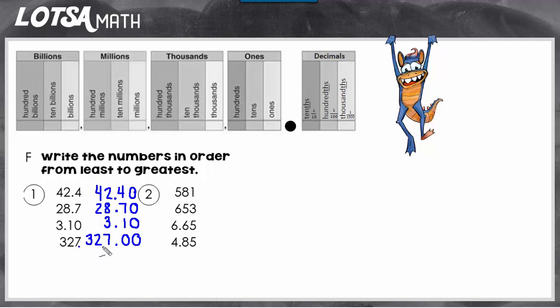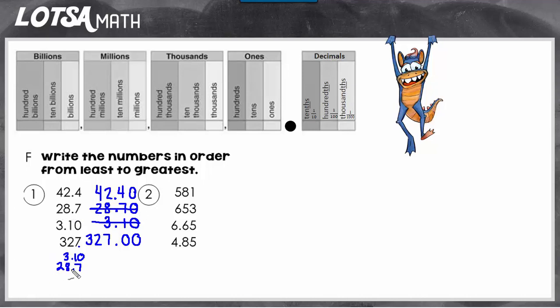Okay, so once we have them lined up, it's easy to see which ones are the greatest and which ones are the least. This is the only one that goes to the hundreds place, so it's going to be the greatest. And this is the only one that has a number in only the ones place, so it's going to be the least. So the least number is going to be 3 and 10/100. Okay, now we have 2 that go to the tens place, but we can see that 28 is less than 42. So our next number would be 28 and 7/10. Or you could say 70/100. I'm going to leave it 7/10 because that's what the original number was.